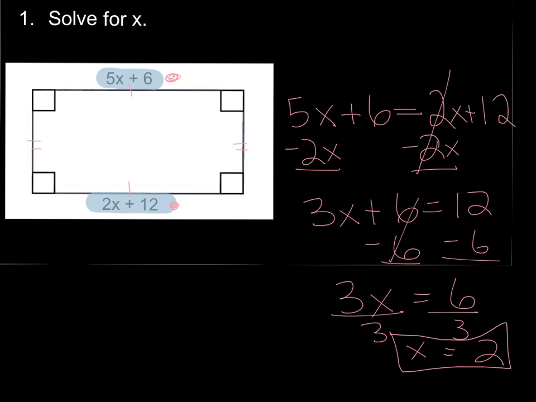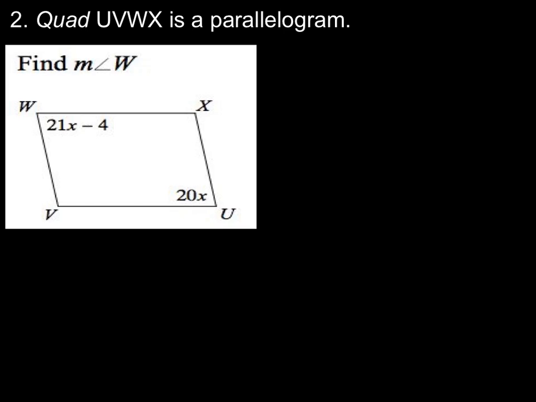Go ahead and pause the video and write down your notes. Our second example is of a parallelogram. For this example, we have to find the measurement of angle W. And again, in order to know which property we're going to use, we have to look at our picture. In this case, they give us two angles, and they give us the angles that are opposite to each other.